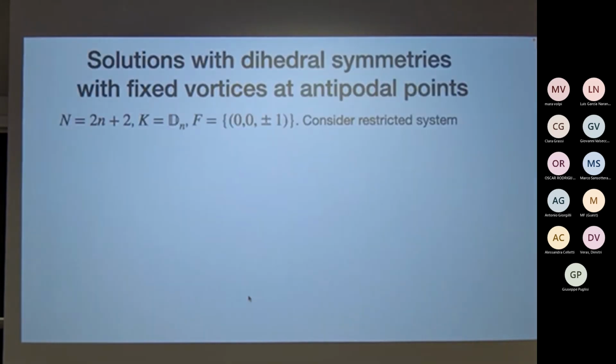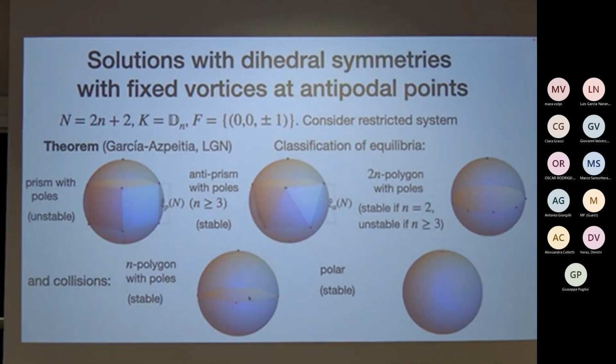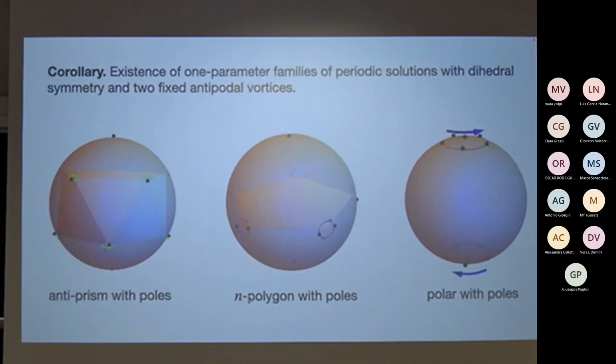And then with a similar theorem, we were able to classify all of the equilibria in the restricted system, also in terms of Chebyshev polynomials for the height of the prism and antiprism. And that proves existence of one parameter families of periodic solutions, doing what's shown in the figure. So in the case of an antiprism, you have a single vortex that goes around each of the vertices, and polygons with poles.